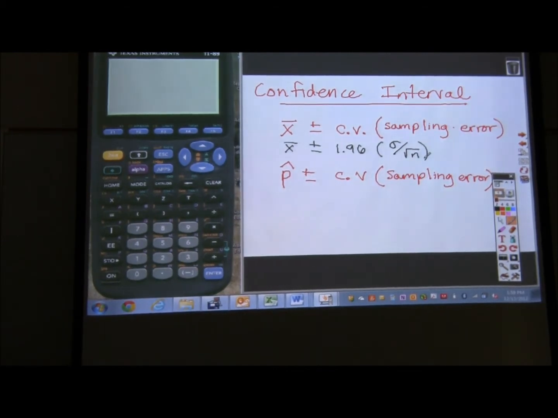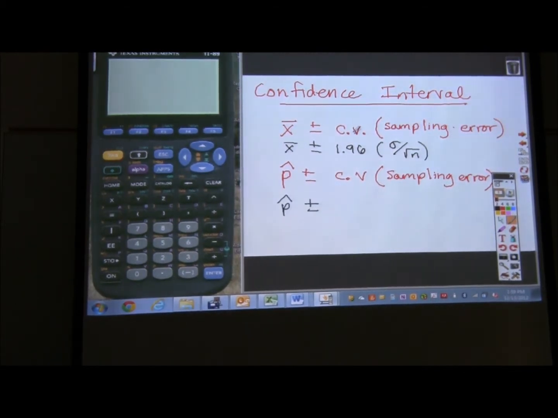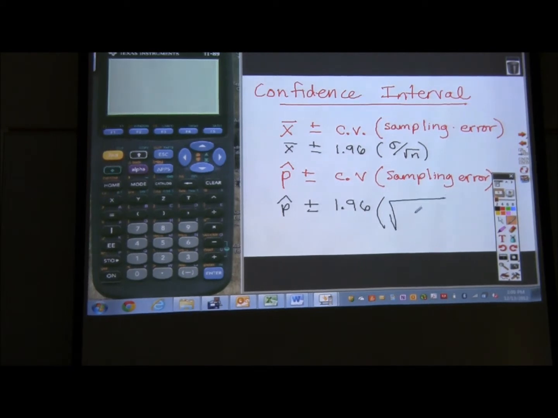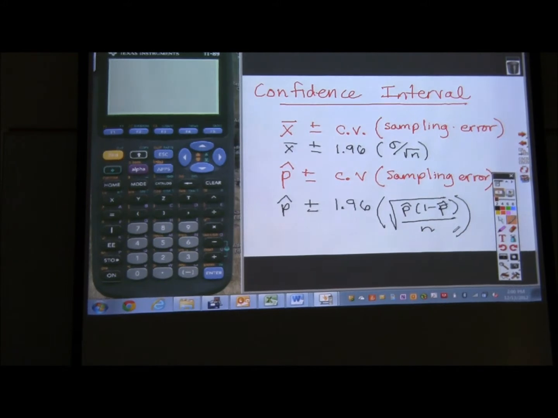So we're going to go from, like the worksheet, we'll have our p-hat, which is our sample proportion, plus or minus. Again, if I was doing 95%, I use a 1.96 here. And then my sampling error for a proportion is the square root of p-hat times 1 minus p-hat all over n. So this is how you build the confidence intervals, the two confidence intervals that we already know how to do.